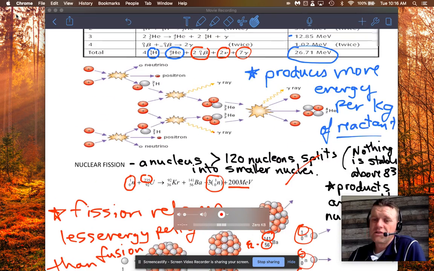So that's all I wanted to add about fission and fusion. If you understand those principles, there'll definitely be some theory questions, and you'll see those in the upcoming test.